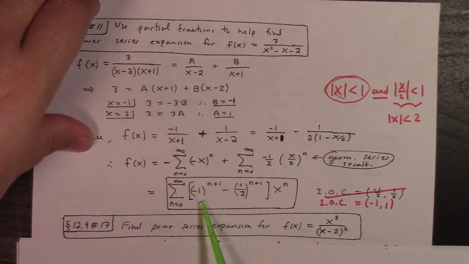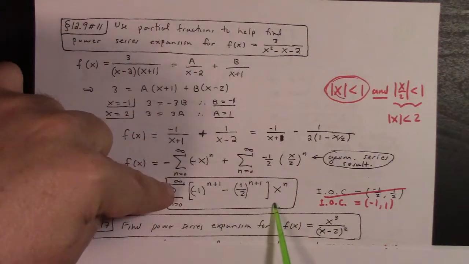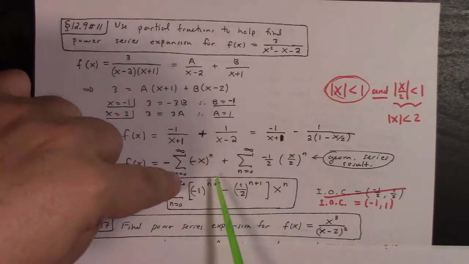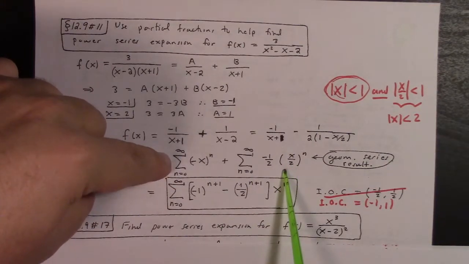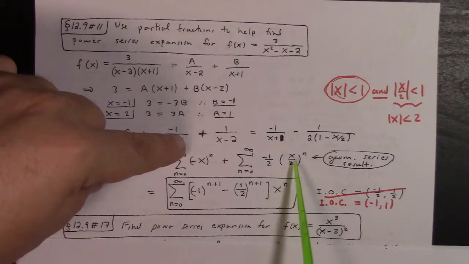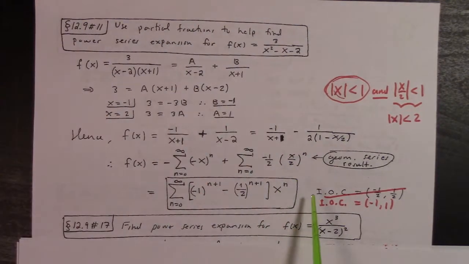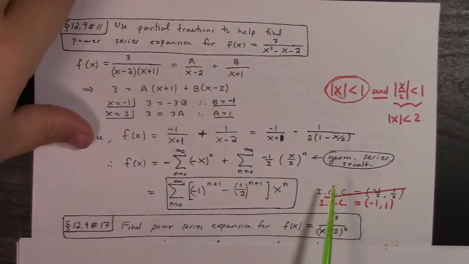But anyway, then again, I combine these two into a single thing because they're both x to the n and they both start from 0. So to add the series, I can just add the coefficients, namely minus 1 to the n plus 1 and minus 1/2 to the n plus 1. Well, and the minus is out front. It's not alternating. It's just minus and then 1 over 2 to the n plus 1.